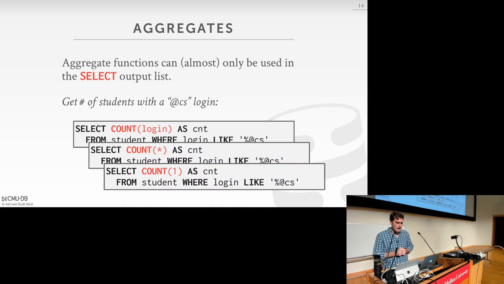So the question might be, does the DBMS care what you do? And the answer is no. The DBMS is going to be smart enough to figure out, just during the optimization phase, that all of these things pretty much mean the same thing. You don't really need the login or the star operator. You get all the columns in your output. All you care about is the count. So all it needs to do is go through the relation and count the number of tuples that your query produces.